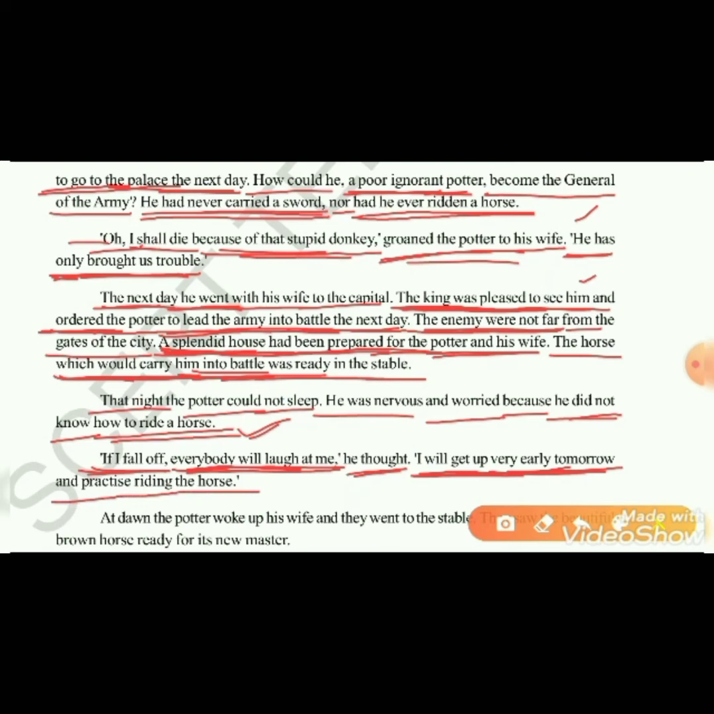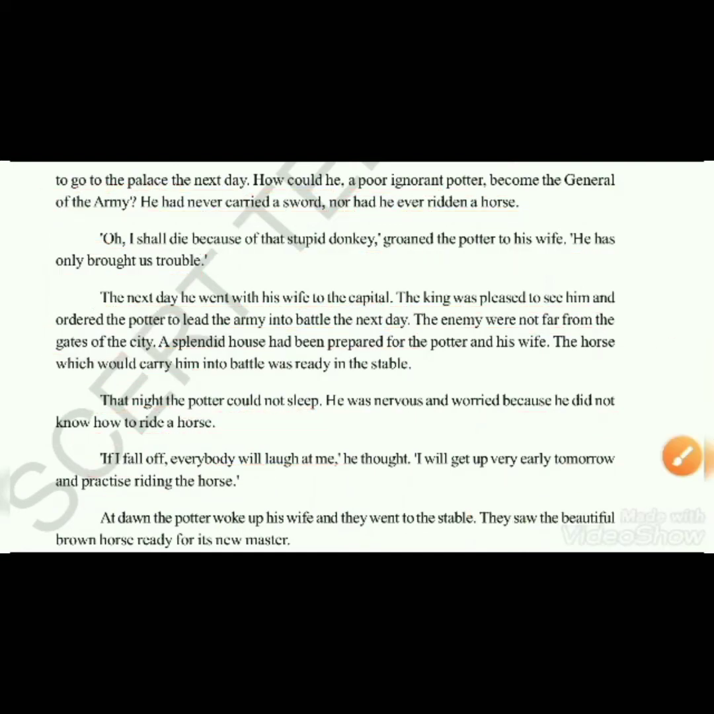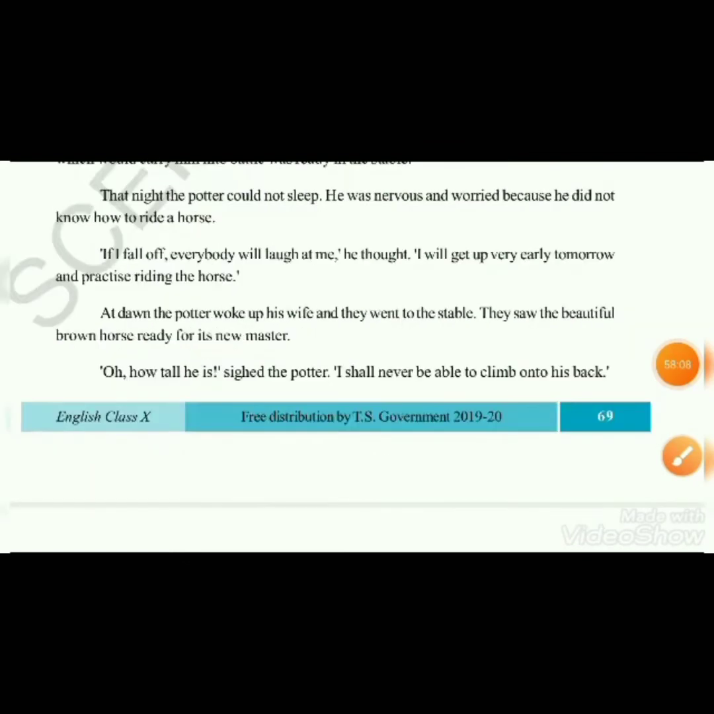Children, if you don't have knowledge, people will laugh at you. If you don't have English skills, people will laugh at you. If you don't have good communication skills, people laugh at you. And when is the time to plan and get ready?